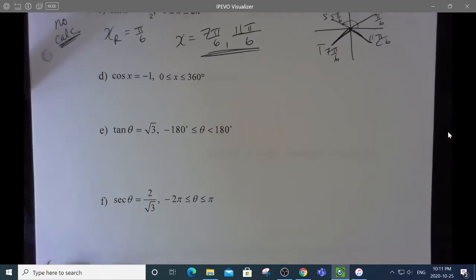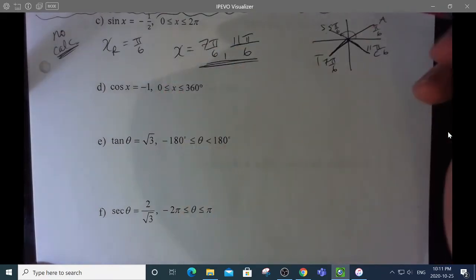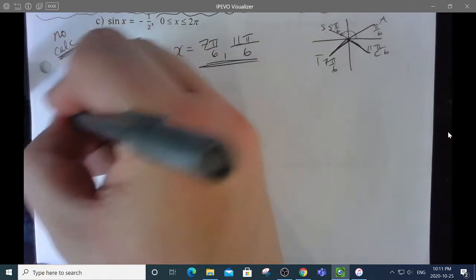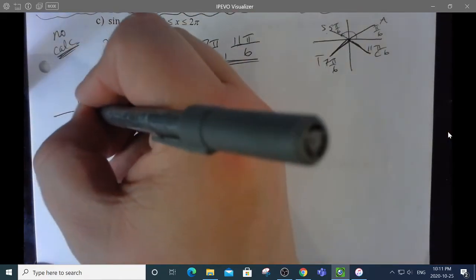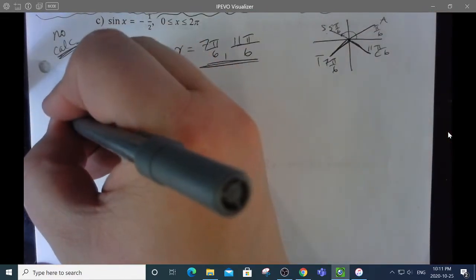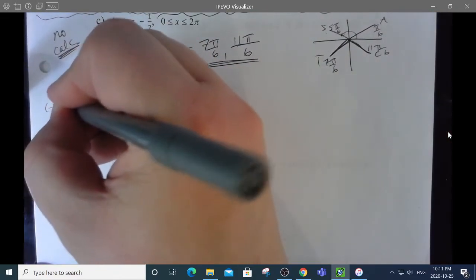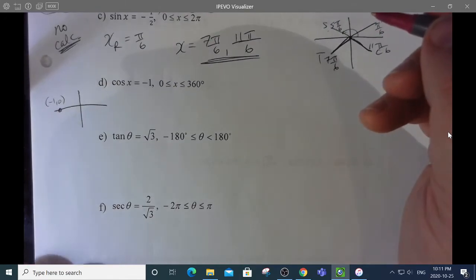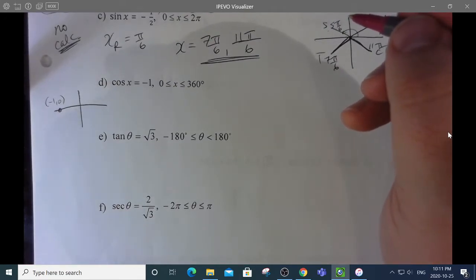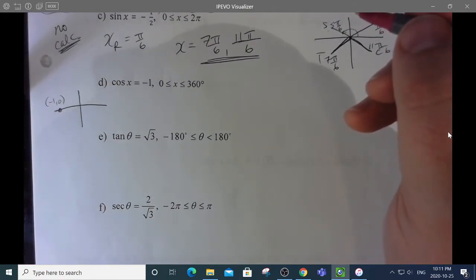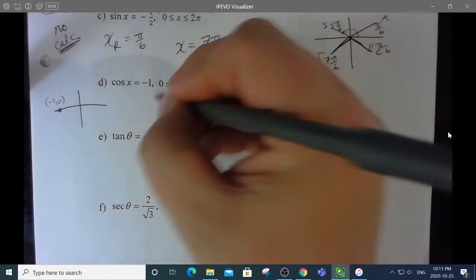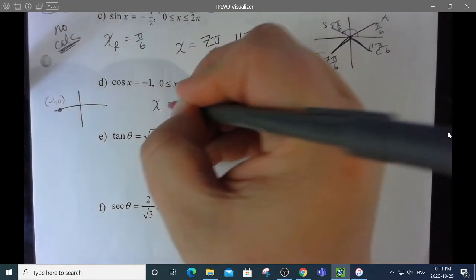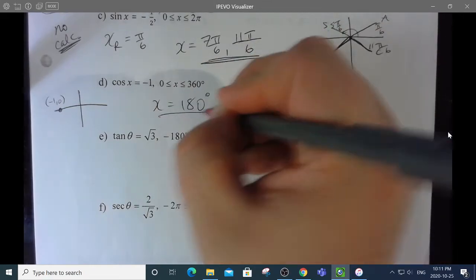All right, where is cosine? That's one I don't know that I need to worry about reference angle. I think I can tell pretty easily where the cosine is -1. Cosine is -1 right here, right? -1, which happens at 180 degrees. So D is just 180 degrees. That's it. That one was easy after the last one.